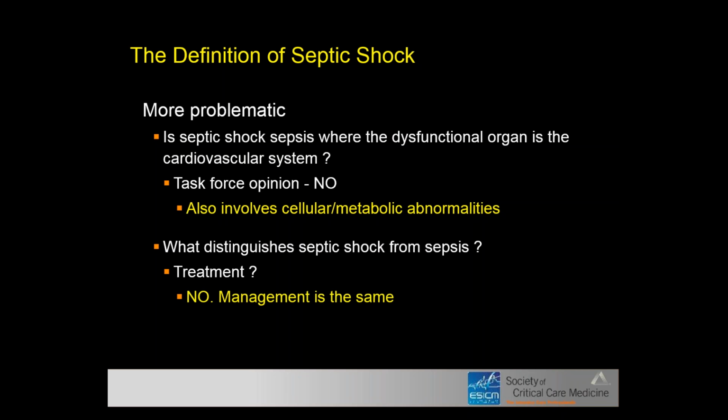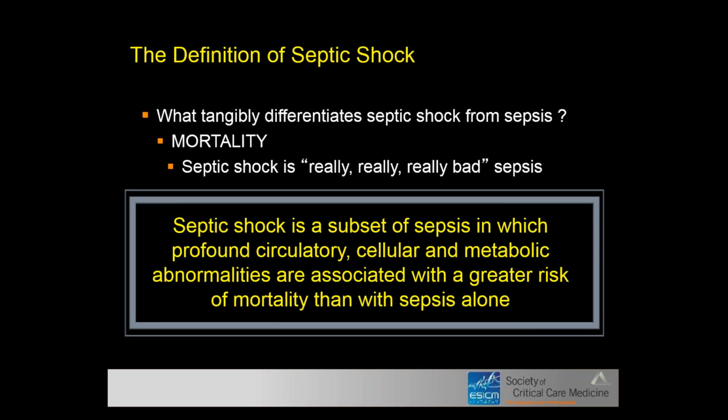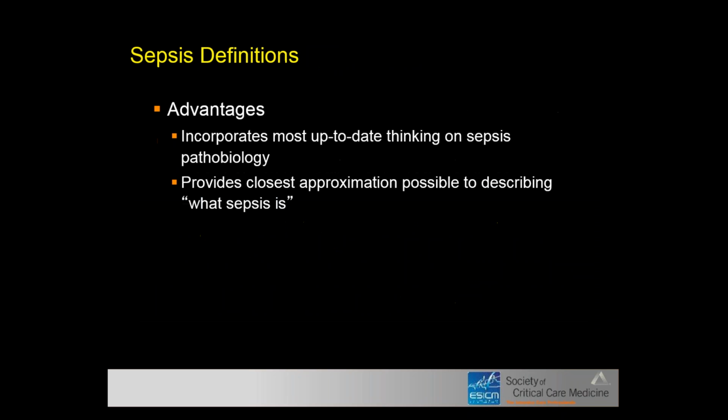Is it the treatment? No, because the management is clearly the same for both. Is it the pathobiology? Well, maybe, but we don't know enough about the pathobiology at this time to say that with any certainty. What is tangibly different, however, between septic shock and sepsis is the mortality. Simply put, septic shock is really, really, really bad sepsis where the mortality is particularly high. As such, the definition of septic shock is a subset of sepsis in which profound circulatory, cellular, and metabolic abnormalities are associated with a greater risk of mortality than with sepsis alone.